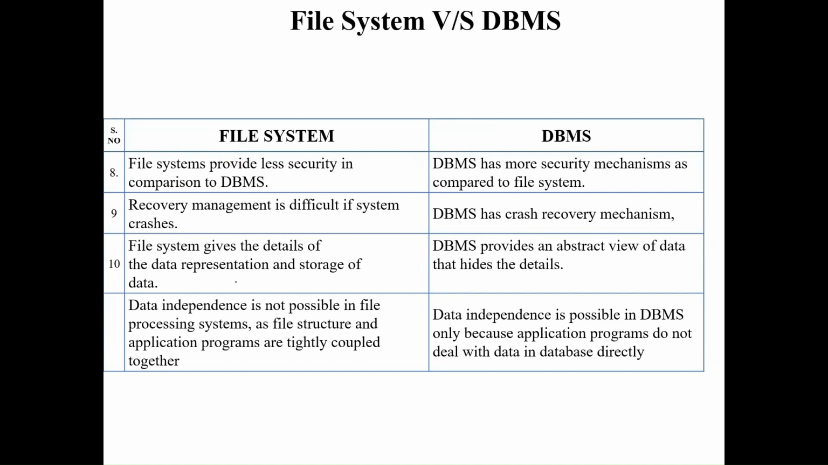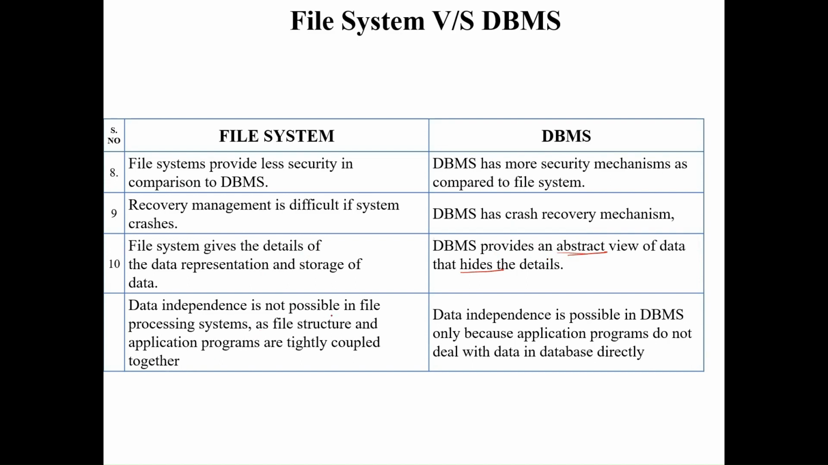The file system gives the details of the data representation and storage of the data. DBMS provides an abstract view. Here, it is not providing the complete data, and the whole data will not be available. The hiding of the data is required in the database management system for different users, so we can create and provide an abstract view.